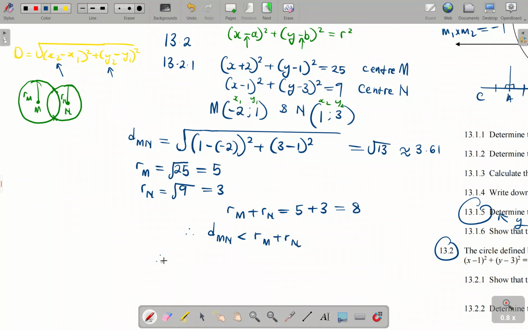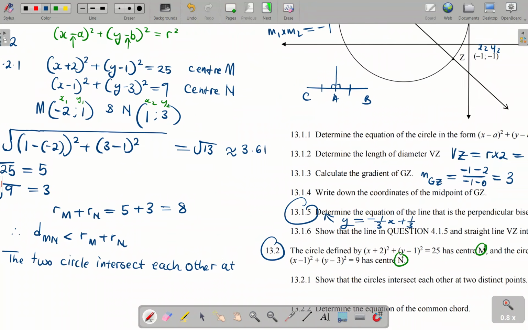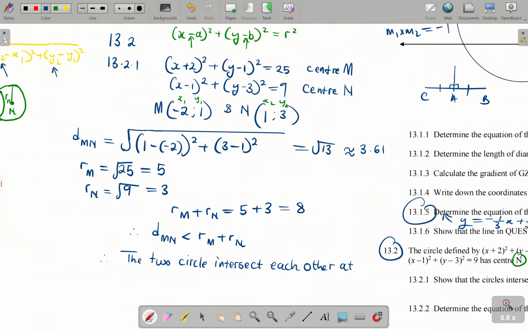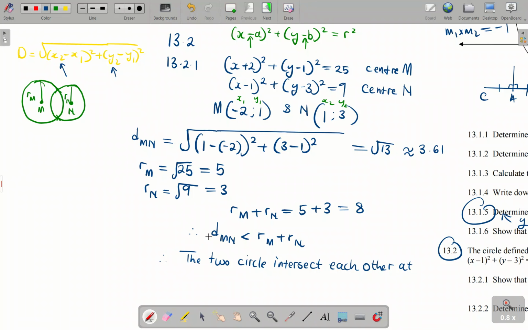So therefore, the two circles intersect each other at, what was that? Let's go there. Show that the circles intersect each other at 2 distinct points. So the two circles intersect each other at exactly 2 distinct points.